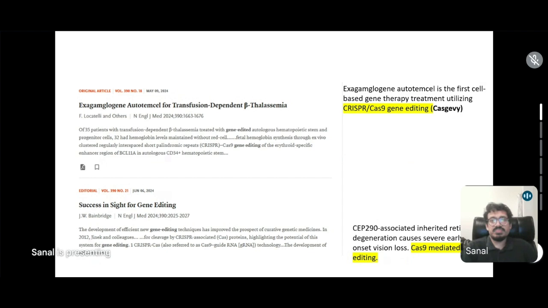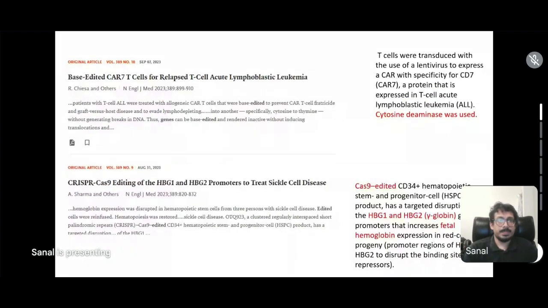And coming to other gene therapies, as I told you about beta thalassemia management through Casgevy, there was also a huge success in regaining eyesight in SERP290 associated inherited retinal degeneration, causing early onset of vision loss. This was ameliorated by Cas9 mediated gene editing.